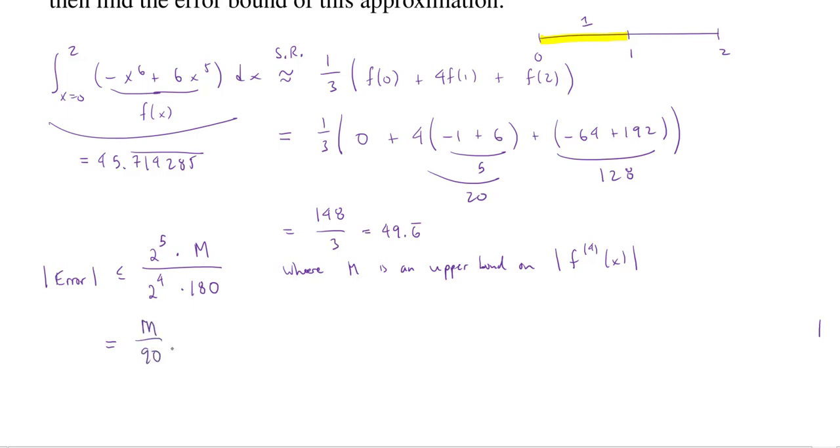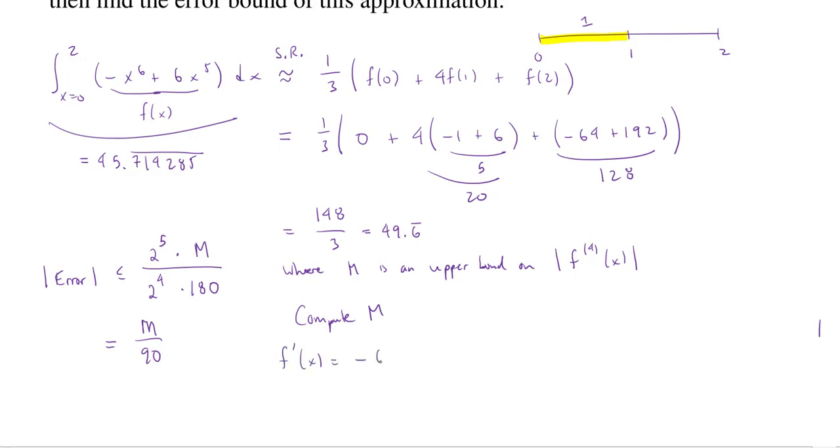All right, so we've got this thing as compact as we're going to get it without computing M, but here we go. We have to compute M. So to compute M, I need to compute the 4th derivatives of f. So let's see. f of x is negative x to the 6th plus 6x to the 5th. So let's compute a first derivative.